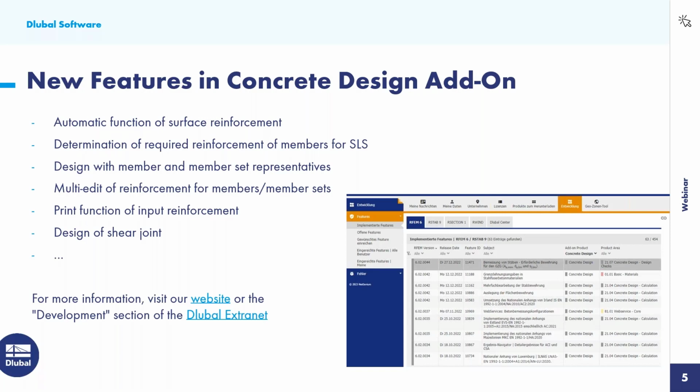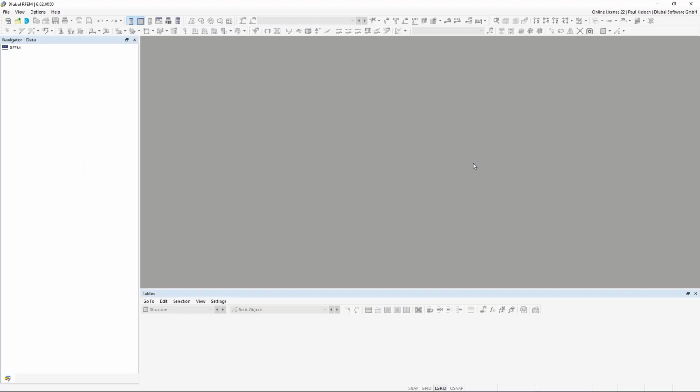In general, if you would like to know whether we have new features implemented in our software, you can switch over to our website by using this link here in this presentation. Or you can also sign into the Dlubal extranet, and if you switch there to the development, then you can filter the product add-on concrete design, and then you see all implemented new features in a list. Okay, with that, I would switch directly to Rfem 6.